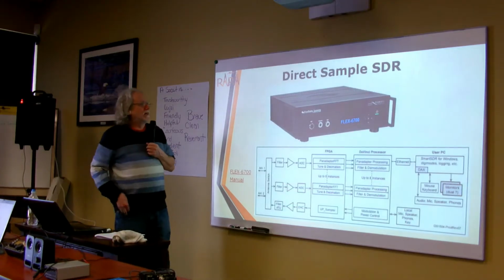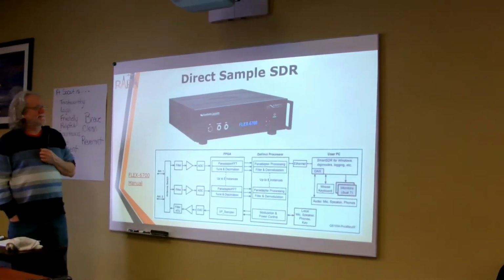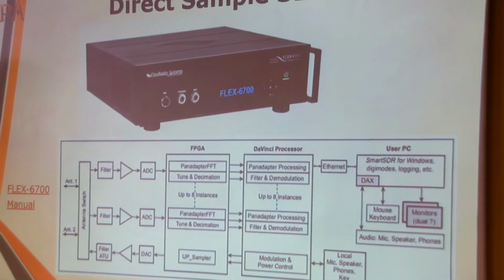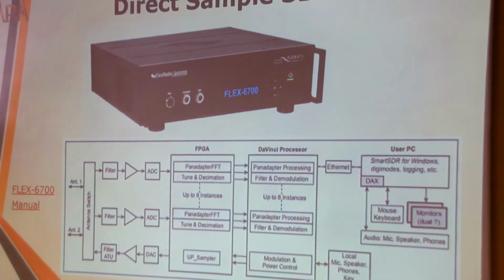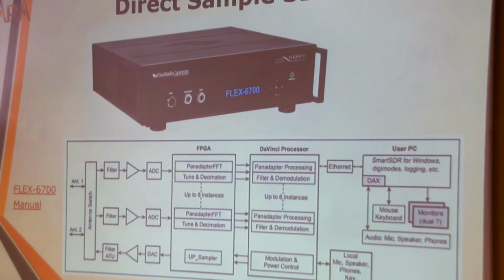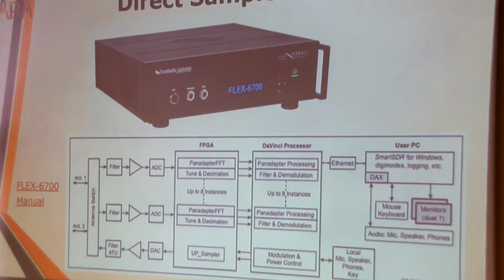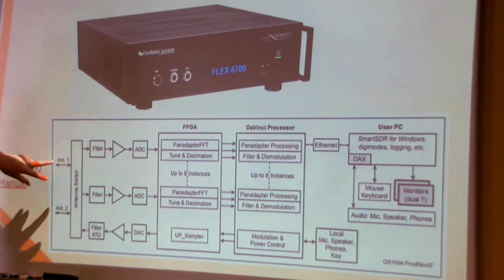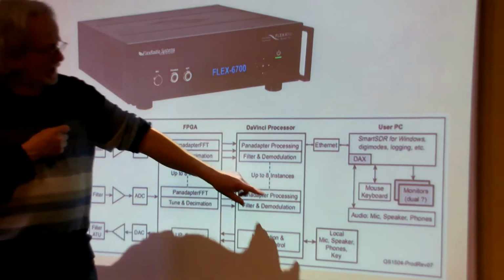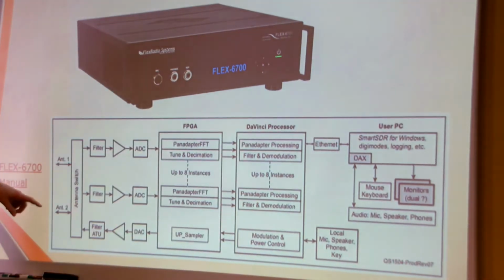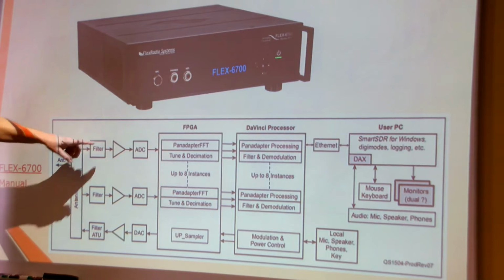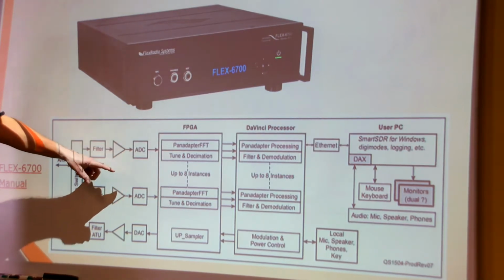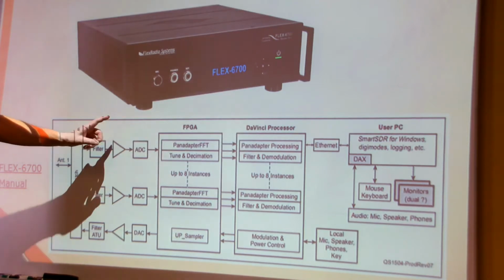So here's a direct sampling SDR. This one's from Flex. And now it seems everybody is trying to be proprietary in this area. I could not find a whole description, but here's a block diagram. It actually shows that they have two receiver paths and one transmit path. So you've got your antenna, your filtering, your input amplifier, and right into the ADC, just like the previous slide, or the two slides back.